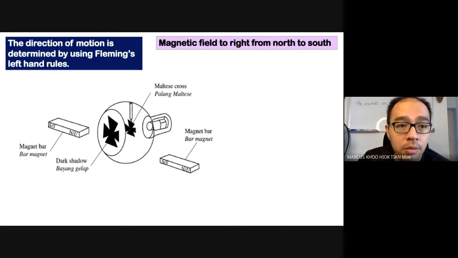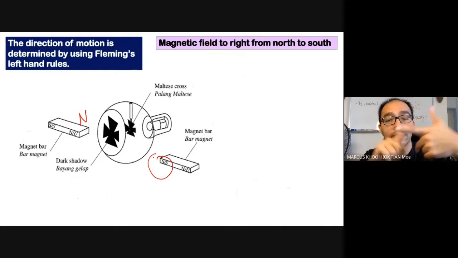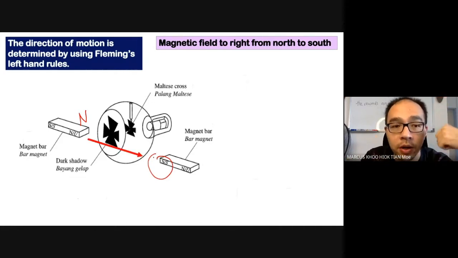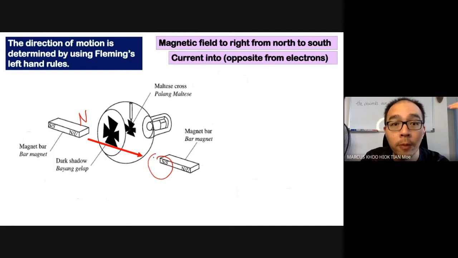Now, what if we put the two magnets like this? We put one here north, this is the north and this is the south. So the magnetic field is from north to south. Second finger is north to south. Current flow is always from cathode to anode, always going away from the Maltese cross tube, opposite from electrons. So it's this way. Where does the shadow move? Use your left hand and tell me, please. Where is the direction of the shadow moving? Downward. It's going to move downwards.